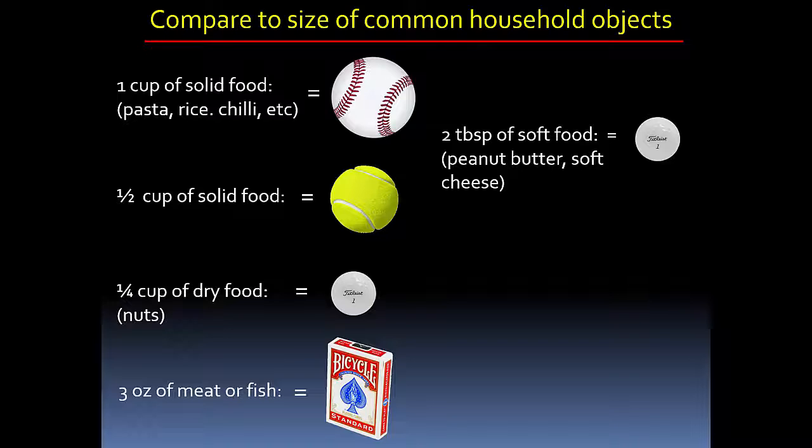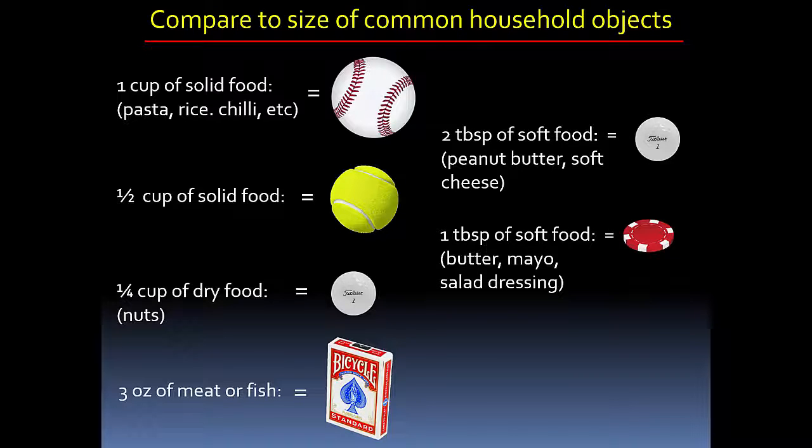So it represents about a quarter cup of food if you're talking about a loose food like nuts, for example, and it represents about 2 tablespoons of food if you're talking about more of a creamy, soft food like peanut butter or cream cheese. 1 tablespoon of a food like butter is equivalent to about the size of a poker chip. So when you think about how much butter you spread on your toast in the morning, for every poker chip equivalent of butter that you spread, that's equivalent to about 1 tablespoon of butter or mayonnaise or salad dressing, for example.